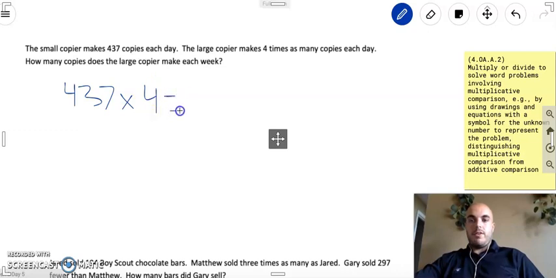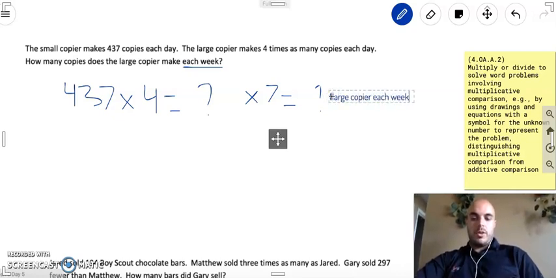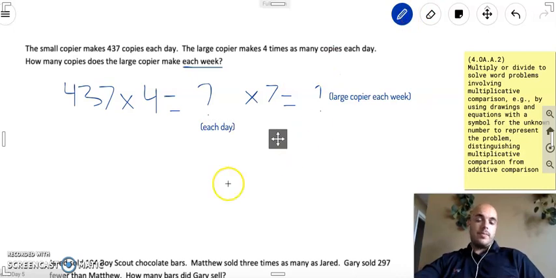So we need to find out how much they make per day. And then notice that it says each week. Each week tells us that we need to multiply that times 7 to give us the total for the large copier each week. Because this one is just each day for the large copier. So it's actually going to be 2 steps to this. So let's first start by finding each day.